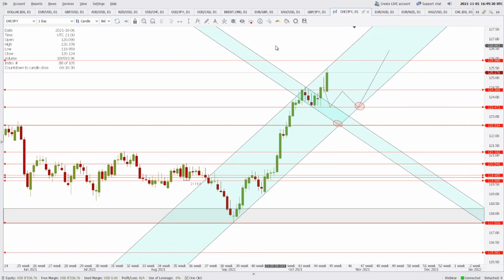CHF JPY, CHF is on the verge of rising. 125.27 is where the price is trading now. The high that price has made is 125.47. You see how much it has risen from 117.50, almost 800 points. Wow, nice move by the CHF JPY. But where is the next resistance? Next resistance, my friends, is sitting at 125.88 in this market. The support is at 124.36.